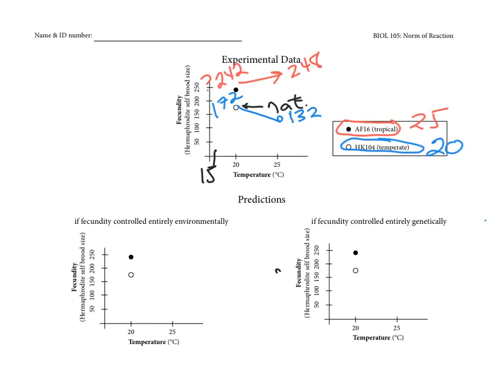What about the blue one? What's its trend? At 25, it was lower. At 20 degrees, it's a little bit higher. At 15 degrees, anybody's guess. Could go up still, yeah. Okay, what happened? It did better than it did at 25. So the blue one, HK104, the open circle, was about 158. So it didn't do quite as well as it did at 20 degrees.